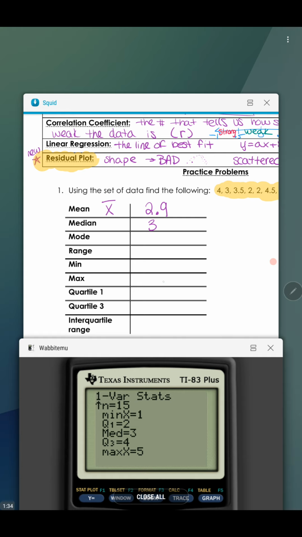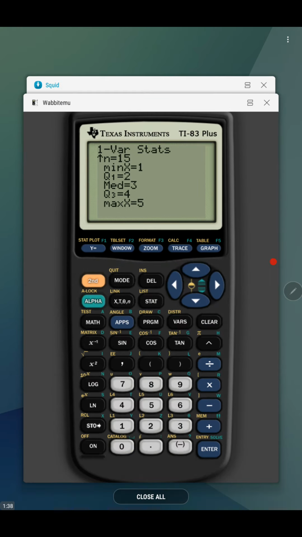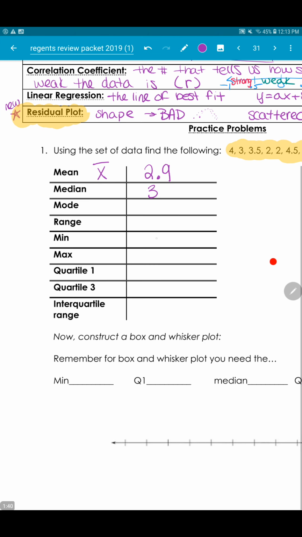So I have min is 1. Max was 5. Q1 is 2. And Q3 was 4. Alright, so how do we get our range? Our range is our max minus the min. So in this case, it is 5 minus 1, which is 4. Interquartile range is Q3 minus Q1.